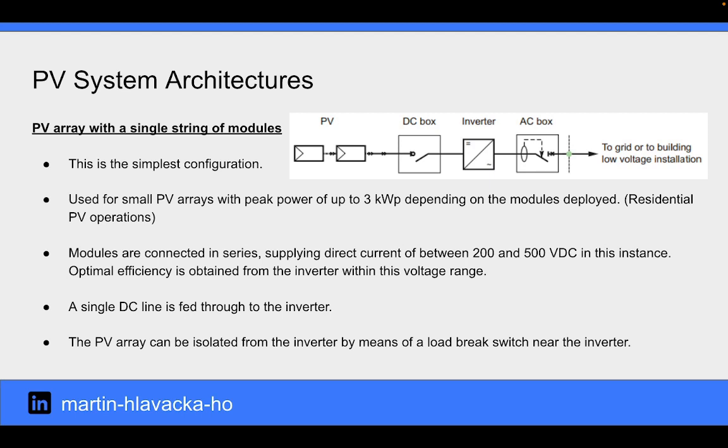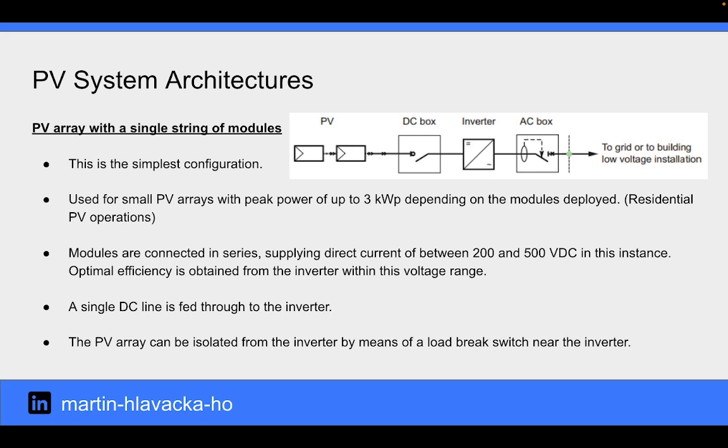A PV array with a single string of modules is the simplest configuration. It is used for small PV arrays with peak power of up to 3 kW peak, depending on the modules deployed. In most cases, it is used for residential PV operations.